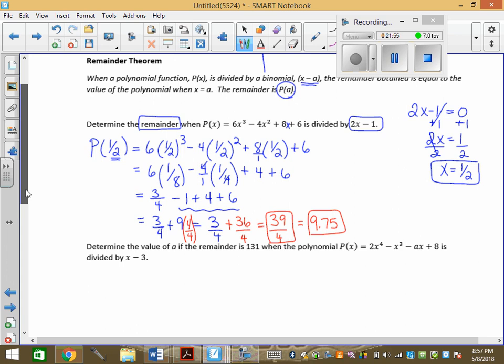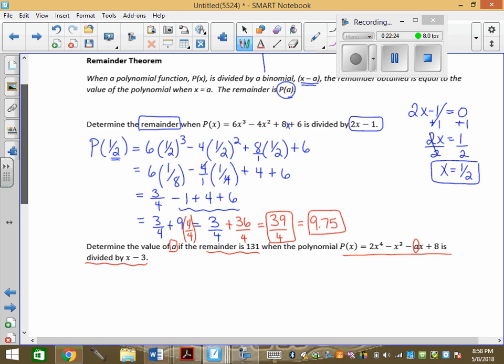I don't know anything else about this. I don't know the x-intercept. I don't know the factors, but I do know the remainder. So if I'm asked for just the remainder, I can use remainder theorem. Another reason why remainder theorem is helpful is if in the polynomial, like this one, I'm missing an a value and they give me a remainder and they give me a divisor, I can use remainder theorem to solve for a. So this one says, determine the value of a.